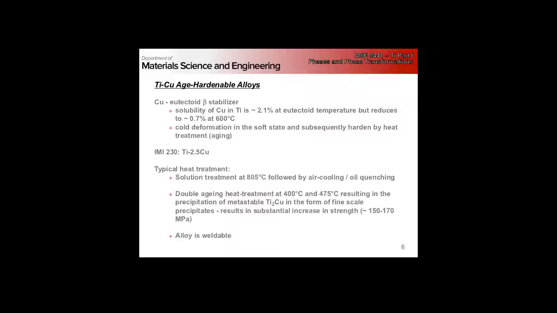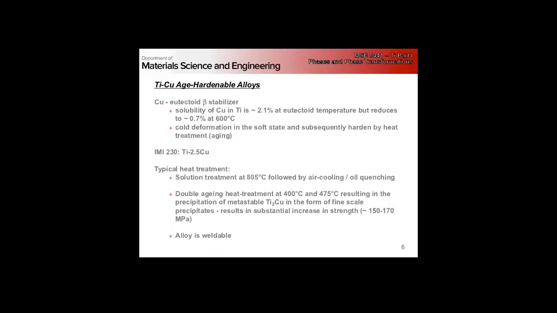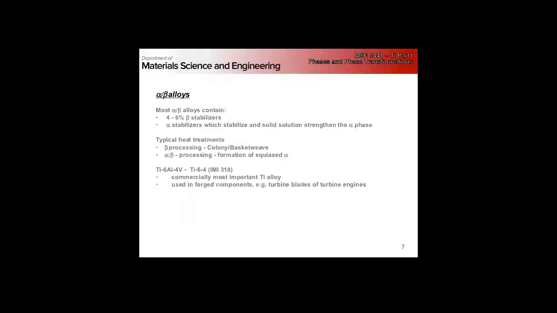So these age hardenable titanium alloys behave exactly like the precipitation hardened aluminum systems. The important alloy there is IMI 230, which is just titanium with 2.5% copper. Okay. I thought I had a picture of one in there. Okay, so those are the commercially important alpha alloys, and their main application is where we need weldability or creep strength.